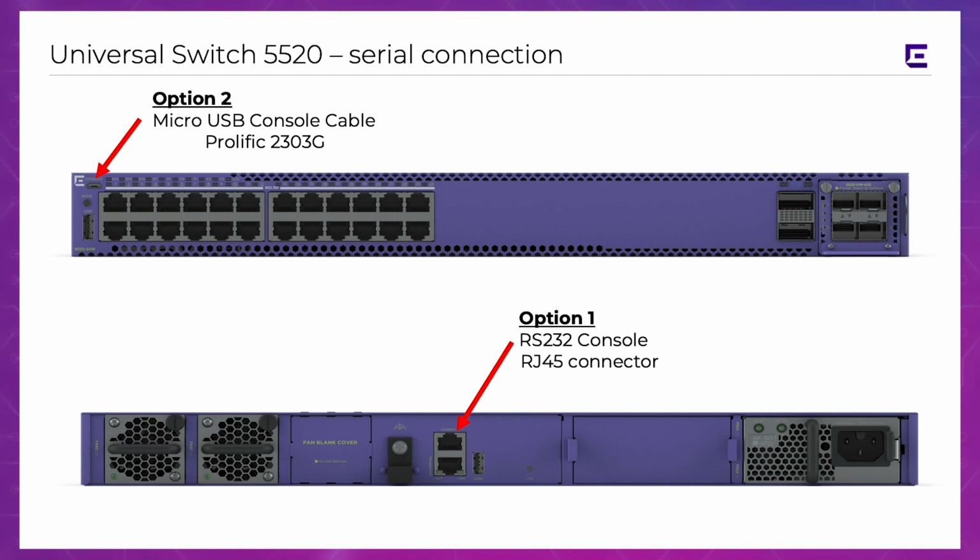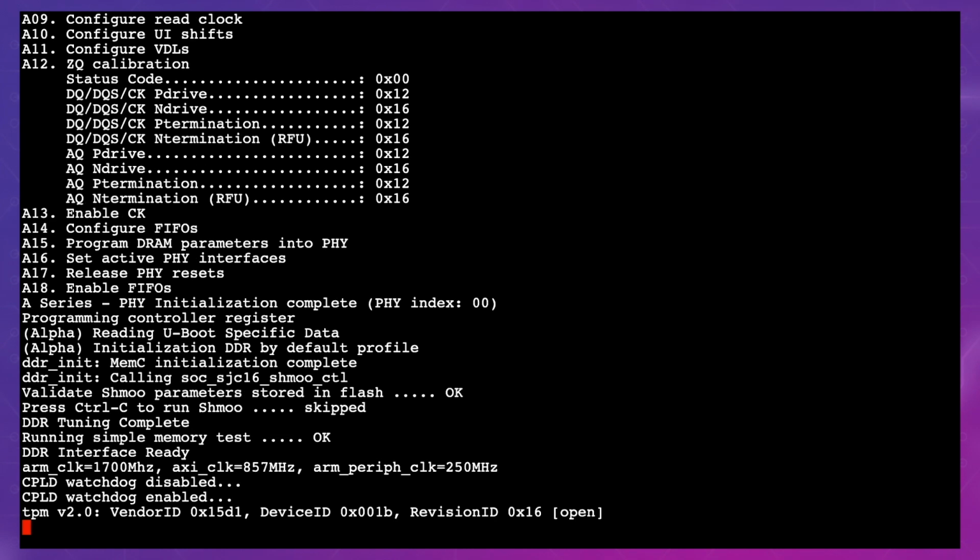I will use my USB dongle with RS232 connection to the switch on my MacBook Pro. The serial speed of the new hardware is 115200. I turn on the switch and you can see the booting progress.